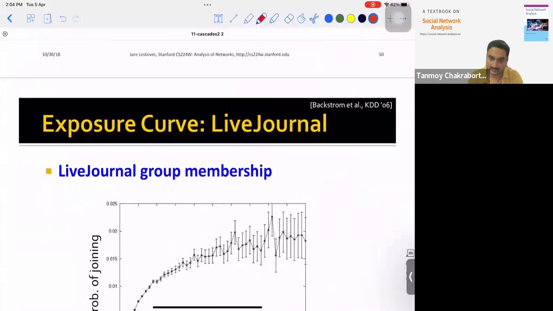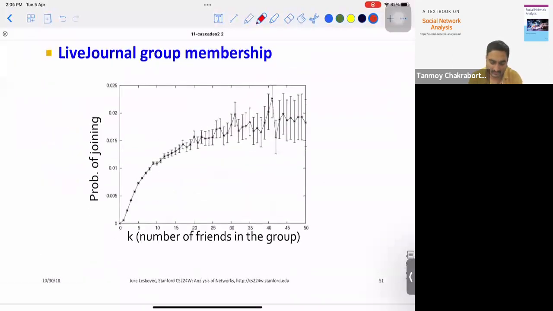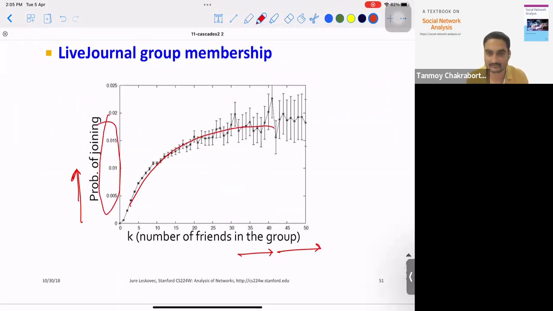This is again an exposure adaptation kind of scenario. If you look at the curve here, the same thing, the x-axis is the exposure and the y-axis is the adaptation. Now, the x-axis is the number of friends in the group, and the y-axis is the probability of joining. You see the same kind of diminishing return behavior. If you look at the probability here also, it is not that much.